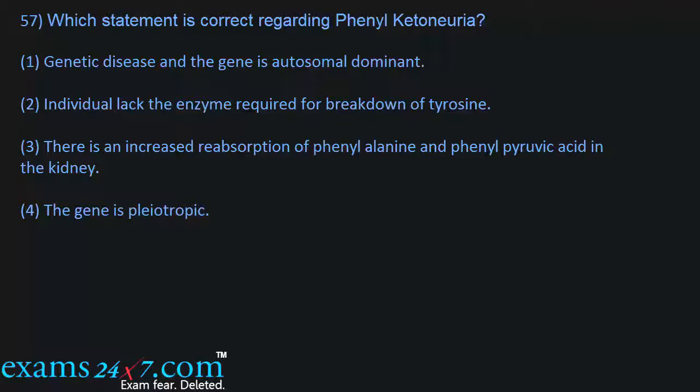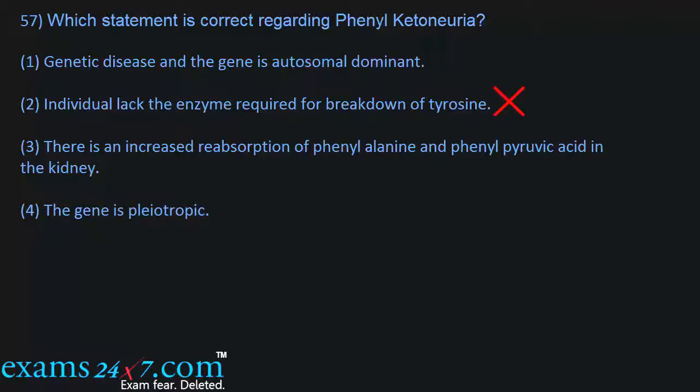Yes, we know phenylketonuria is a genetic disease and the gene is linked to the autosome. It is not dominant, it is recessive. Thereby option 1 is not an answer. Second says individual lack the enzyme required for breakdown of tyrosine. I hope all of you know the enzyme is phenylalanine hydroxylase and it is the one which is going to help in conversion of phenylalanine into tyrosine. Thereby option 2 is wrong. That is not our answer.